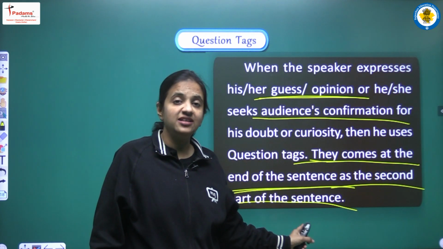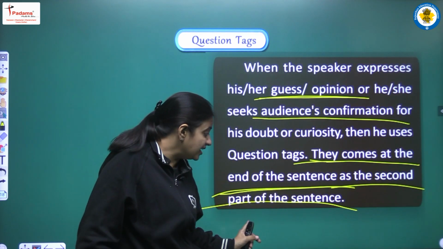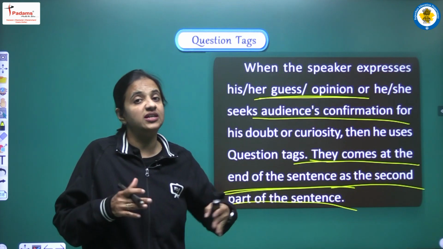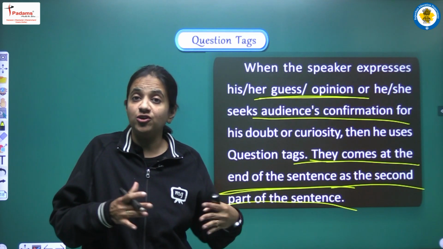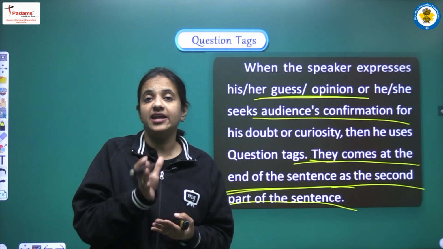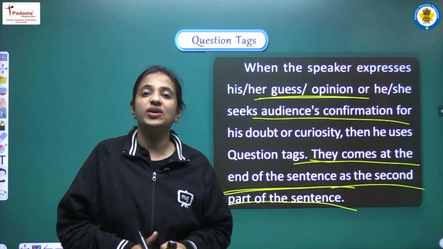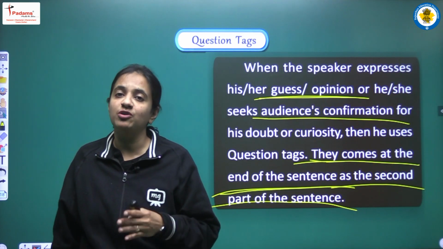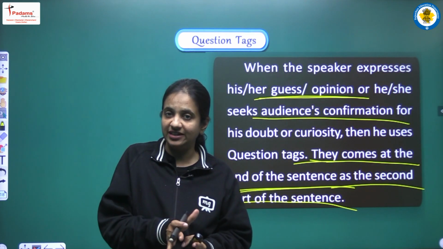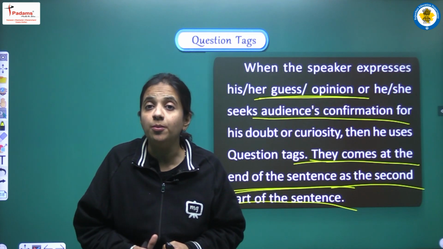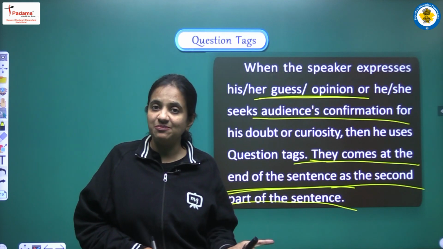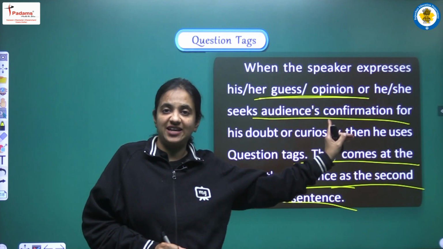But question tags are actually the second part of the sentence. In the beginning, we have one sentence, one assertive sentence, and at the end of the sentence, as the second part, we can have question tags. Why are we saying that they are the second part? Because first of all, we have one sentence, then there will be one comma, and after that comma there will be the second part, and that second part is known as question tags.